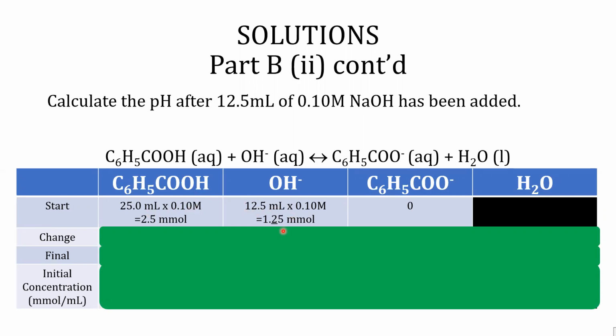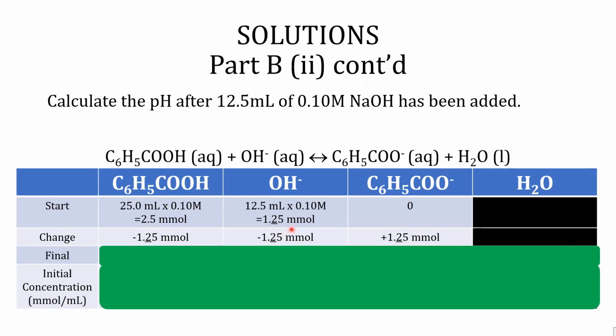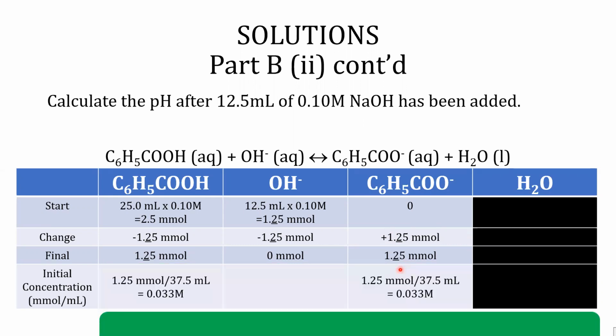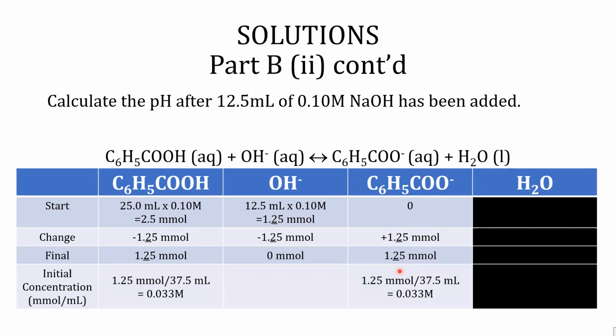The amount of OH minus is the limiting reagent, so after subtracting 1.25 millimoles from both substances and adding 1.25 millimoles to C6H5COO minus, the result is a final amount of 1.25 millimoles for C6H5COOH and C6H5COO minus. The molarities of both C6H5COOH and C6H5COO minus are 0.033 molar each.